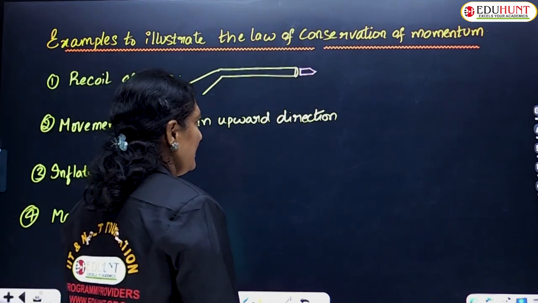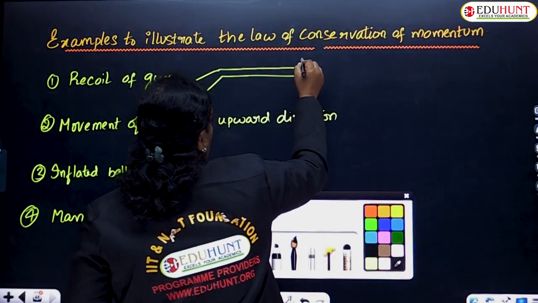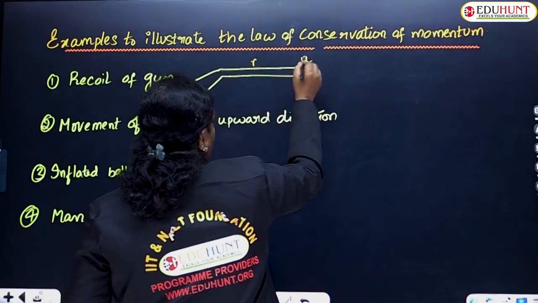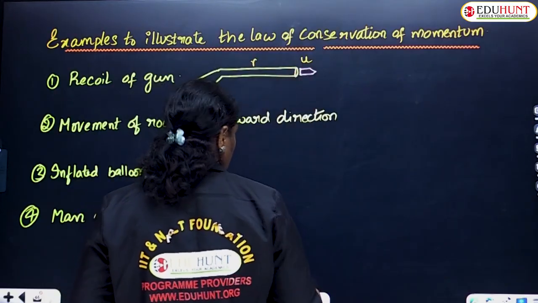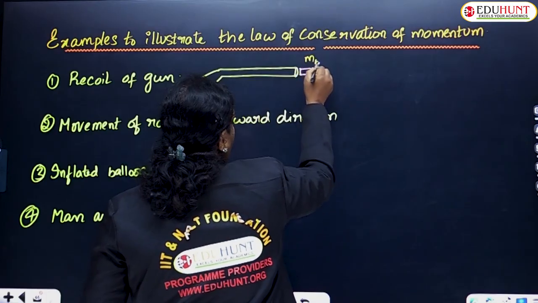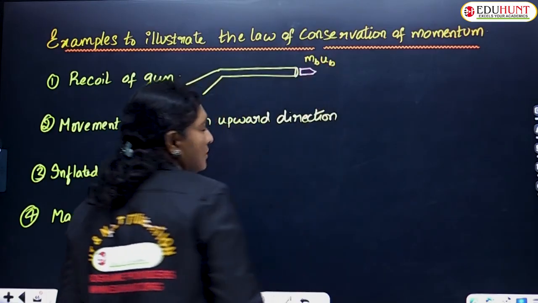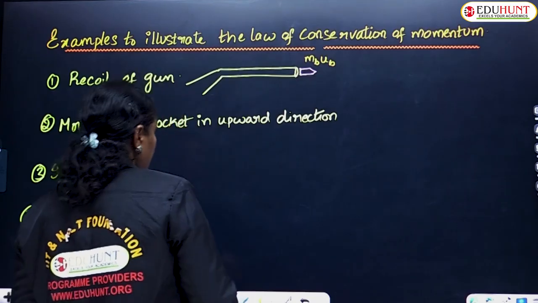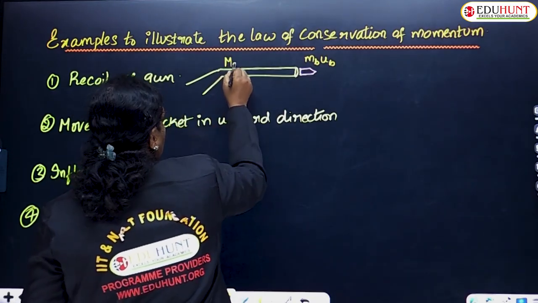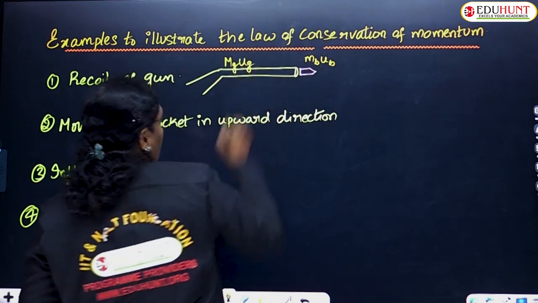Well, let us try to find out the recoil velocity of the gun. Initially, let us suppose the mass of the bullet be mb and the initial velocity of the bullet be ub. Similarly, let us also suppose the mass of the gun be mg and the initial velocity of the gun be ug.